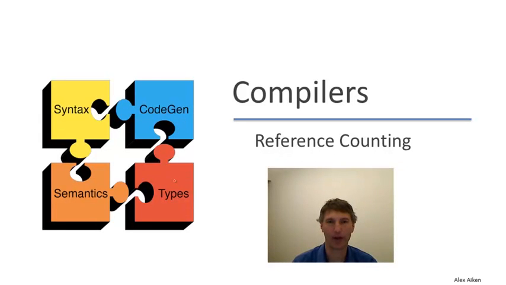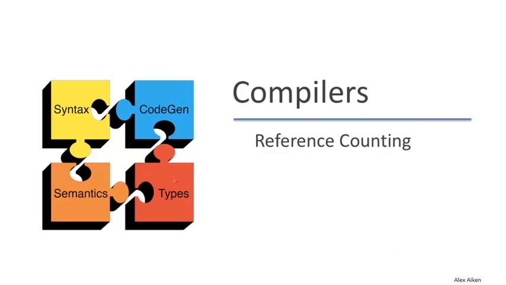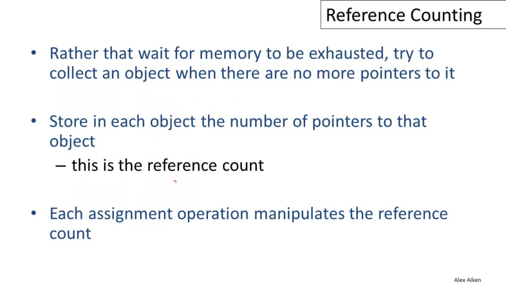In this video, we're going to conclude our discussion of automatic memory management with the third and last technique we're going to talk about for garbage collection, called reference counting. The basic idea behind reference counting is that rather than waiting for memory to be completely exhausted, we're going to try to collect an object as soon as there are no more pointers to it. So as soon as we discard the last pointer to an object and it becomes unreachable, we will try to collect it at that point in time.